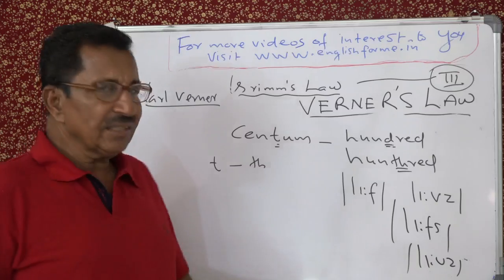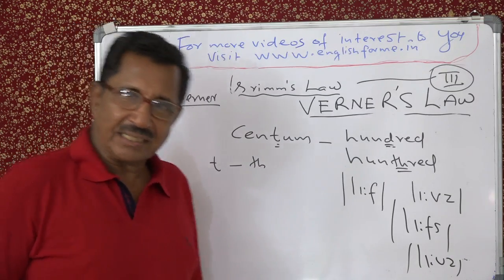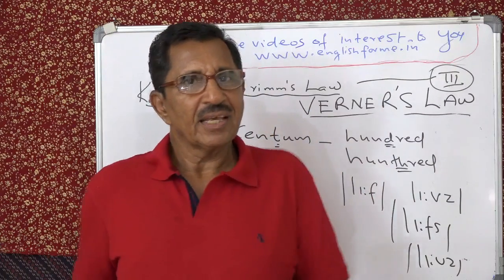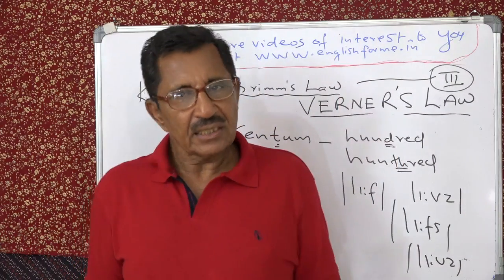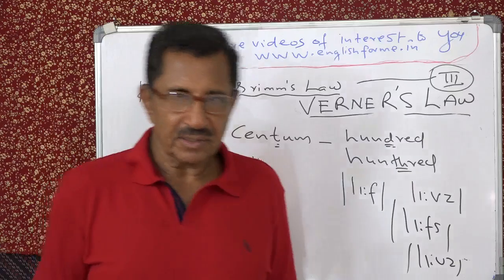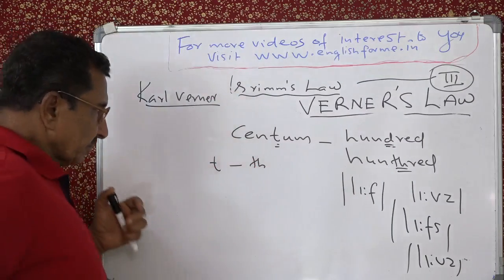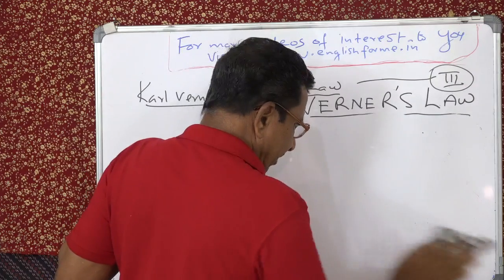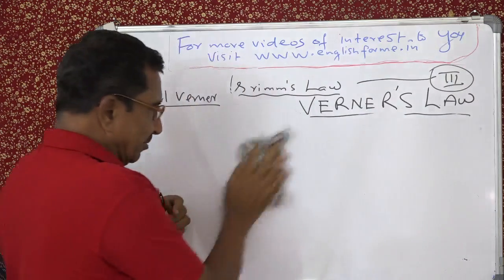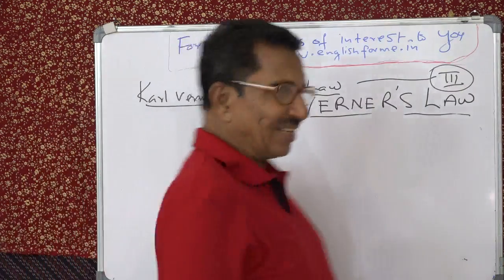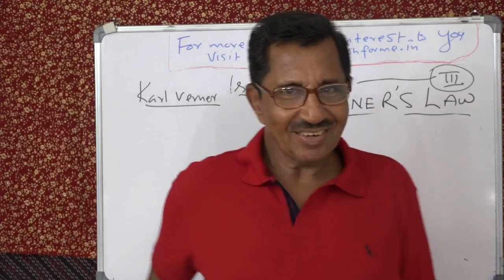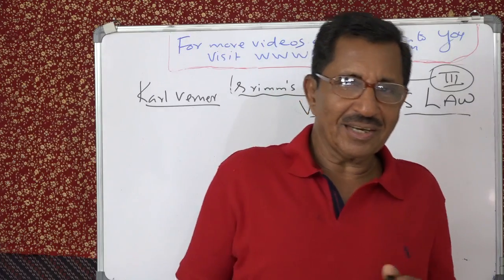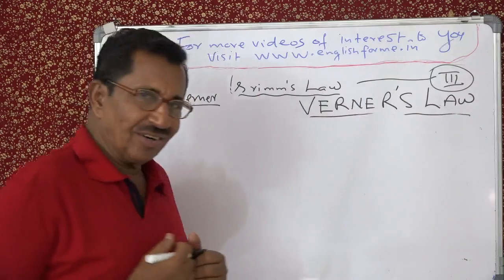So the explanation given by Karl Verner to the exceptions or discrepancies that you find in Grimm's law, he explained like this. He said it is because of phonetic environment. Now naturally you will ask me, can you show me an example? Well, I can show you, but how far it is going to convince you, I do not know.